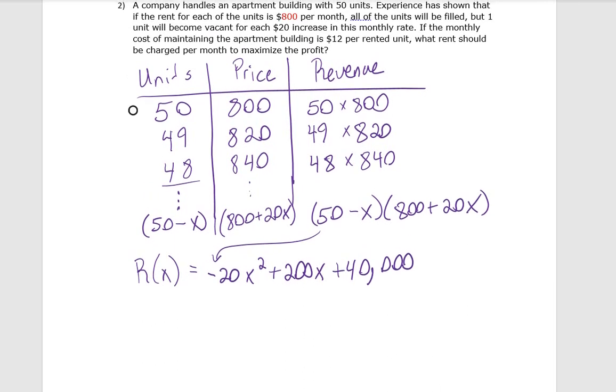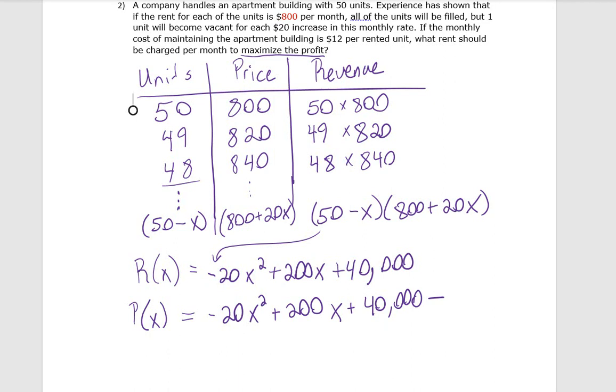But remember, they didn't ask us to maximize revenue, they asked us to maximize the profit. So the profit that they make when they rent out x units is going to be the revenue minus the cost per unit. It costs them $12 per unit rented, so that would be minus 12 times x.